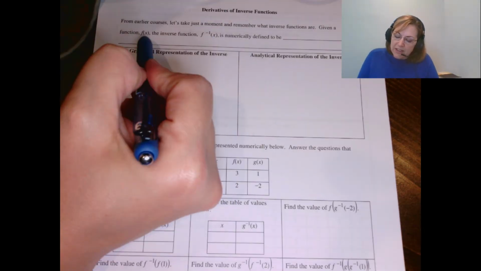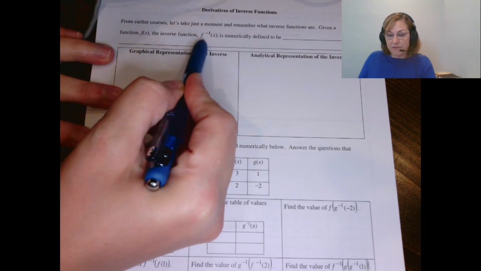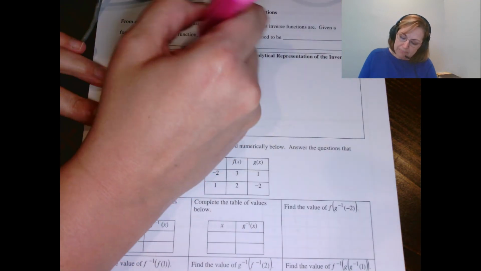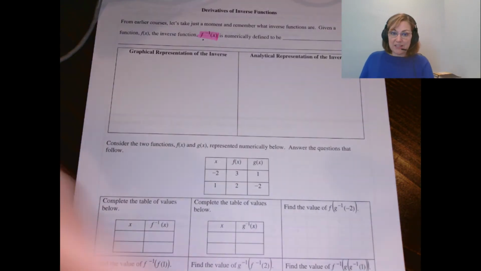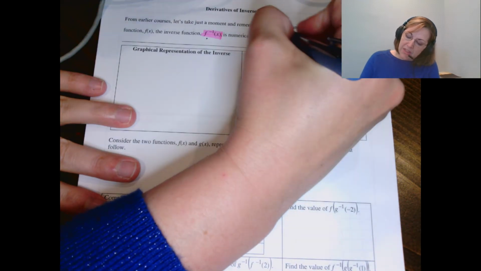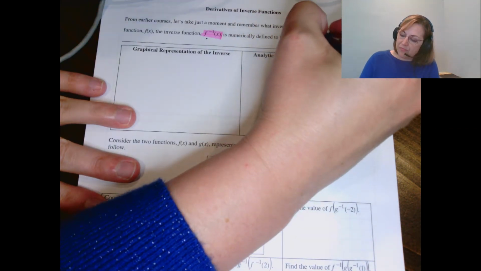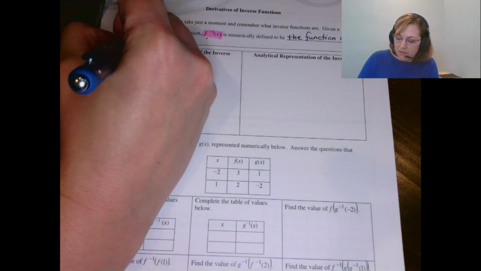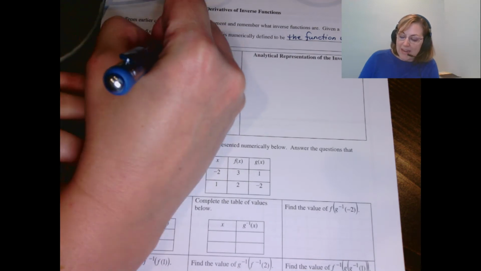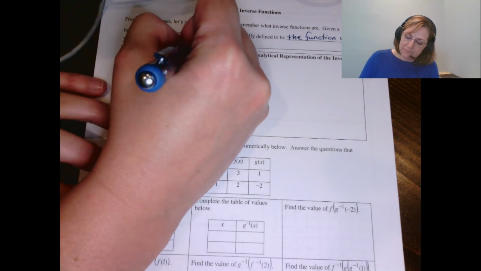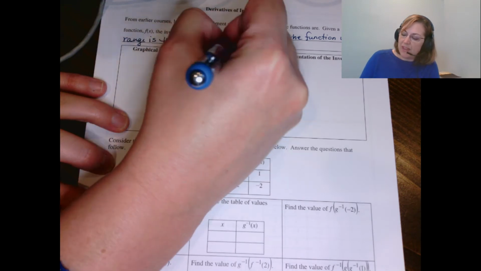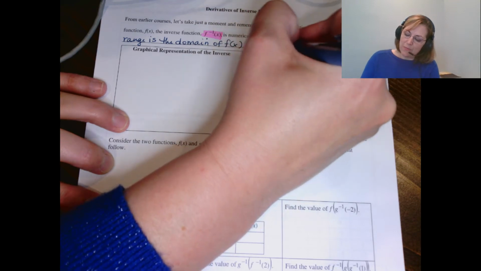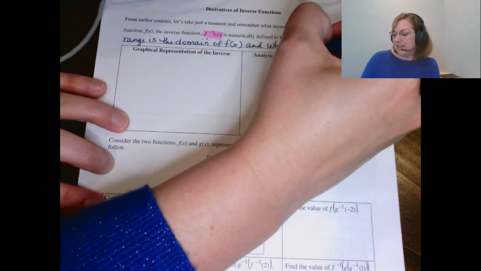So when we look at the function f of x, the inverse, and you'll remember the notation we use for the inverse of f of x, is numerically defined to be the function whose range is the domain of f of x and whose domain is the range.